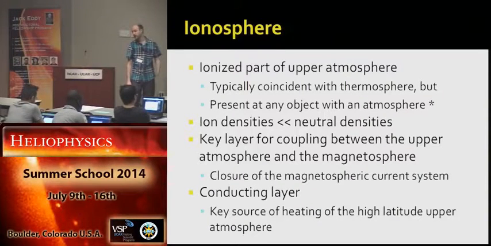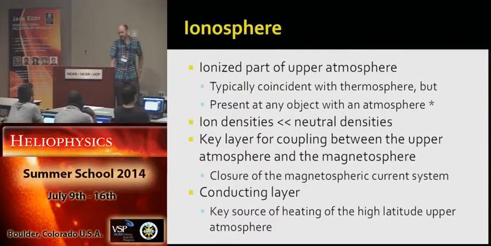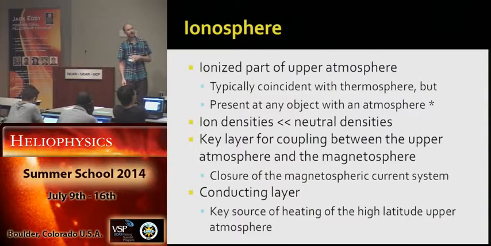Some brief facts about the ionosphere. Of course, it's the ionized portion of the upper atmosphere. It's typically coincident with the thermosphere, but in fact, anywhere you have an atmosphere and an ionizing source, which is pretty much anywhere you also have an atmosphere, you will have an ionosphere. In general, ion densities are much smaller than neutral densities throughout the ionosphere. That being said, even though the ionosphere is minor number density-wise, it's a key layer for coupling between the upper atmosphere and the magnetosphere, as we'll hear more about.